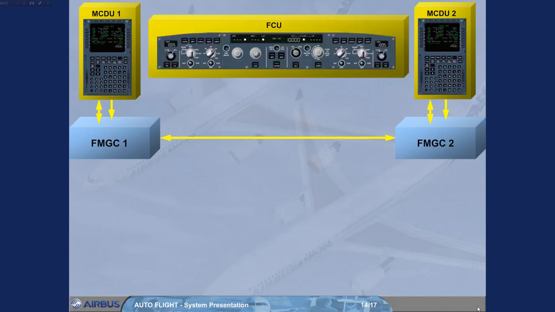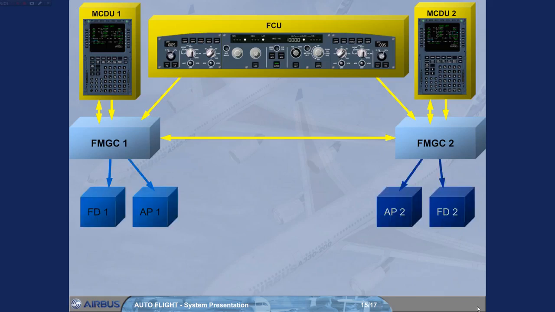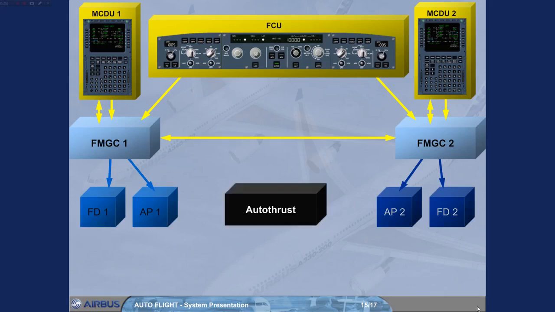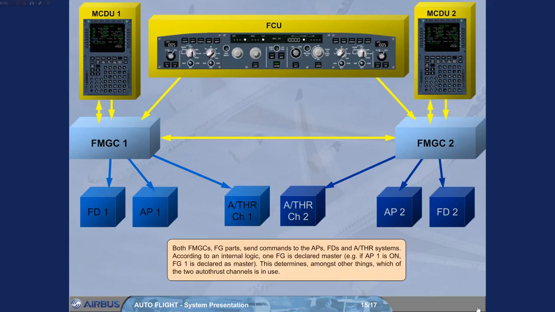The inputs from the FCU are fed to both FMGCs. Both FMGCs, flight guidance parts, send commands to the autopilots, flight directors, and auto thrust systems. According to an internal logic, one flight guidance is declared master. For example, if autopilot 1 is on, flight guidance 1 is declared as master. This determines, amongst other things, which of the two auto thrust channels is in use.